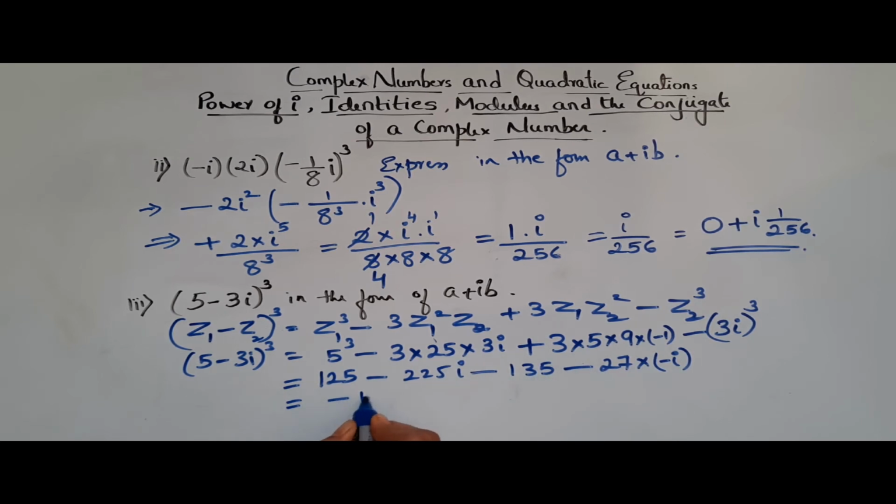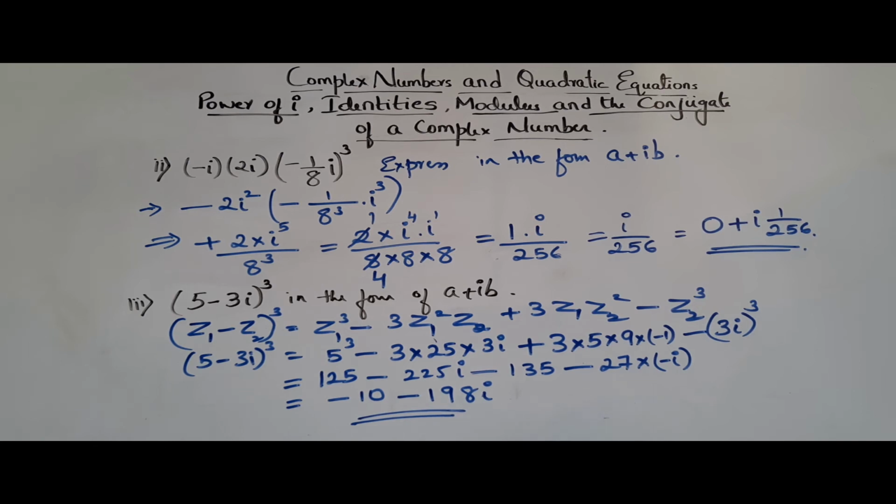So minus 10. So here we have minus 225i. Minus of minus is plus 27i. What is minus 225i plus 27i? That will give you minus 198i. So this is already in a + ib form. A here is minus 10 and b here is minus 198. So I hope this is clear.